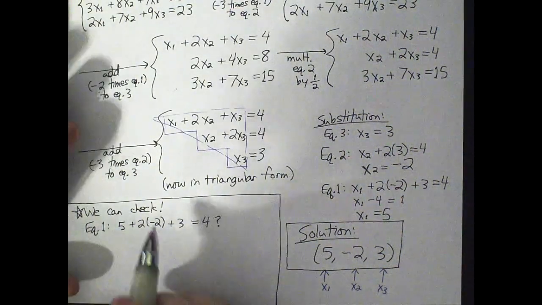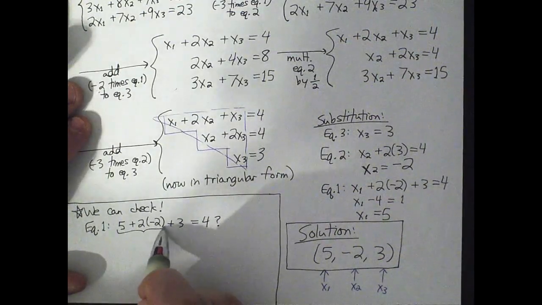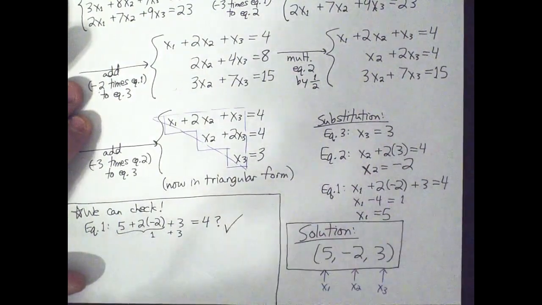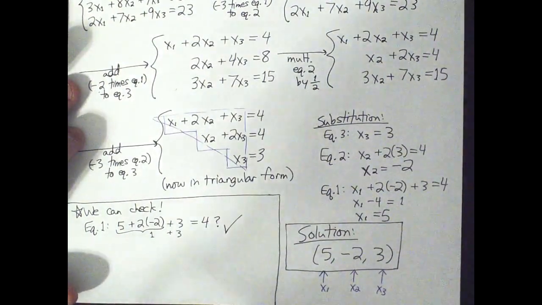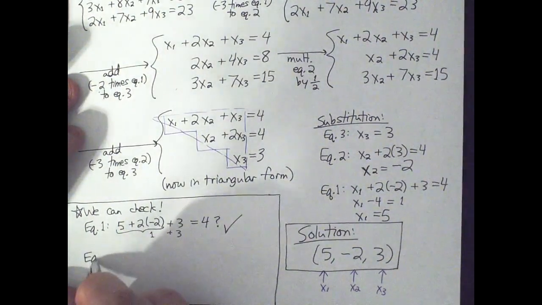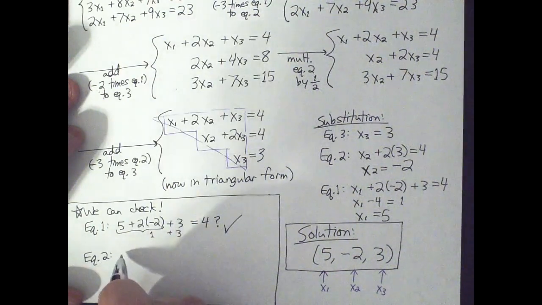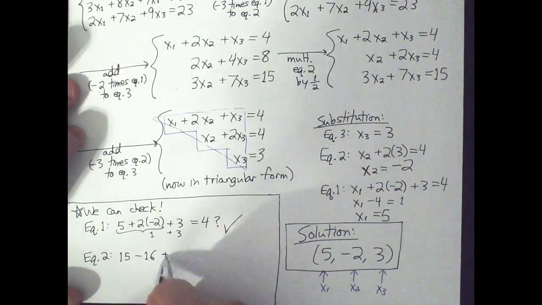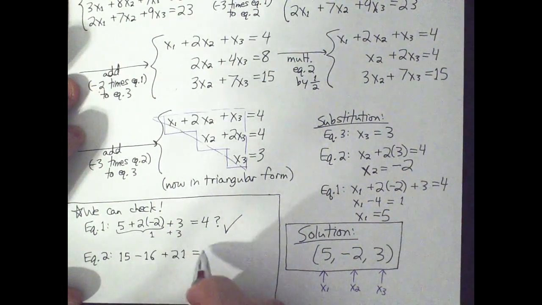And we can check pretty quickly. I think 5 minus 4 is 1. There's a 3 here. Yes, this looks good. That checks out. You could check equation 2. That would say 15 minus 16 plus 21. Does this equal 20?